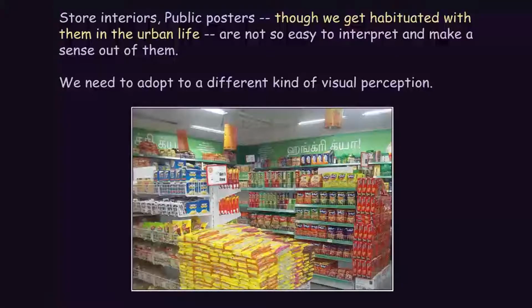So, the visual perception with which we are supposed to make a meaning out of these popular visual imageries is supposed to be there, or it's supposed to be acquired by us very fast and perhaps unconsciously. So, we need to adopt a different kind of visual perception. The kind of visual perception with which we are generally used to in our daily life, in our painting, in other forms of art, will not be very suitable to understand the popular visual images.